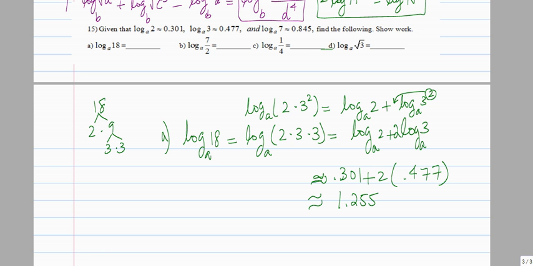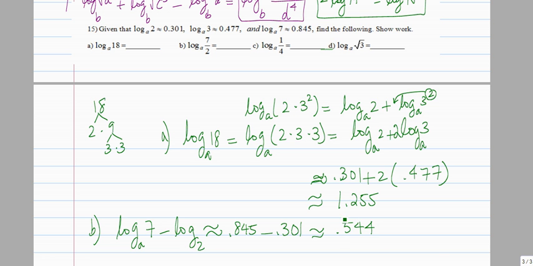Next, log base a of 7 over 2. Using the quotient rule, that just becomes log base a of 7 minus log base a of 2. So that's approximately equal to 0.845 minus 0.301, which is approximately 0.544.